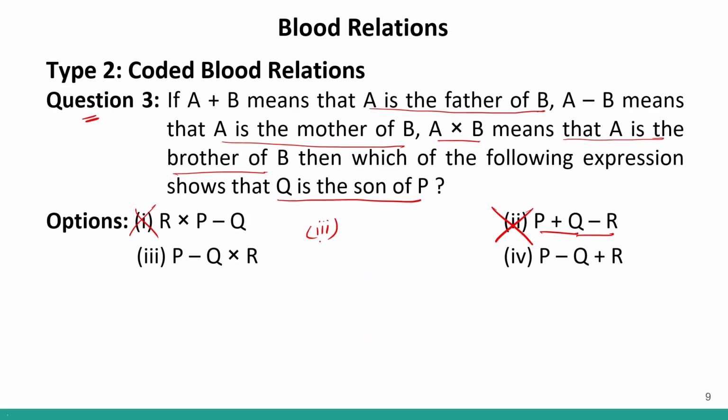Option number 3 says P minus Q. So P minus Q means P is the mother of Q. Correct? It will be denoted like this. Q into R means Q is the brother of R. If Q is the brother of R, Q would be male and R's gender would be unknown. So we had to identify Q is the son of P. Yes, with the help of this expression, I can identify that Q is the son of P. So answer will be option number 3. Option number 3 will be the correct answer.